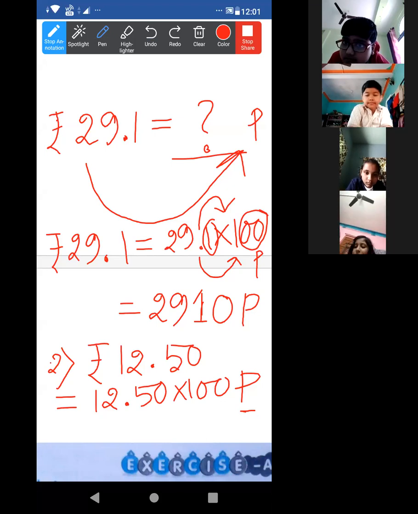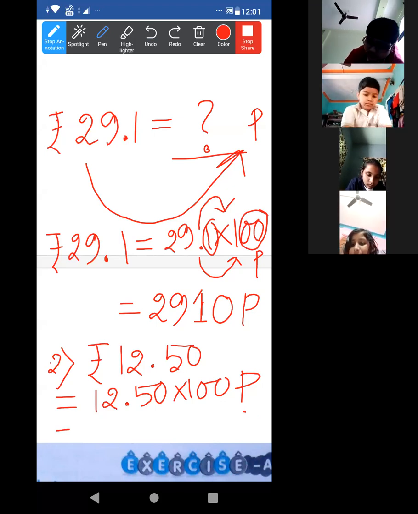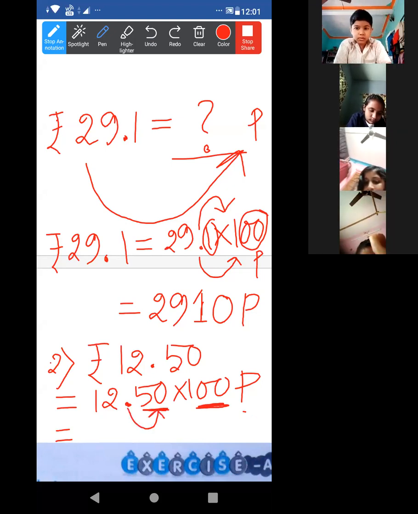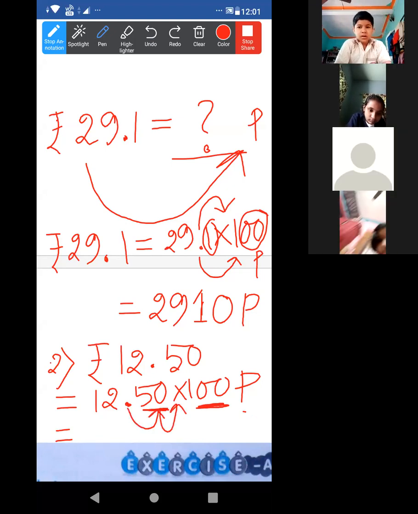Now look. How many zeros are there? 2, though. And after the decimal, here how many digits? 2. So the decimal point will move 2 places to the right, after the 1 and the next one. So it will be automatically removed. The answer will be this one. Yes or no? This one is clear to everyone.